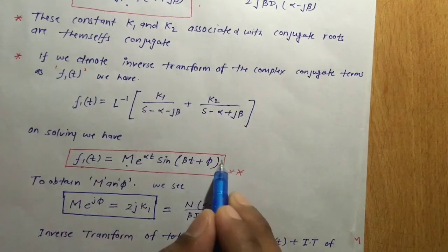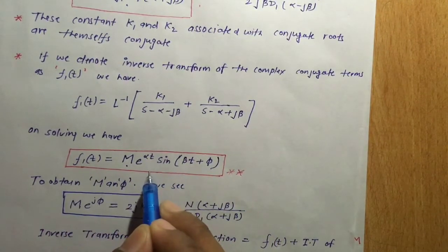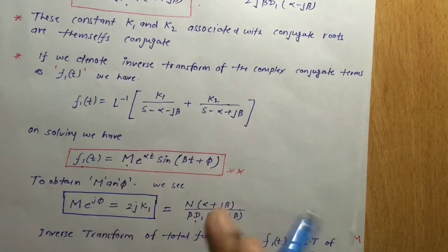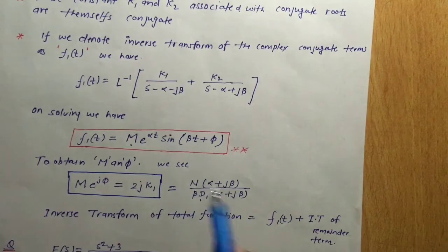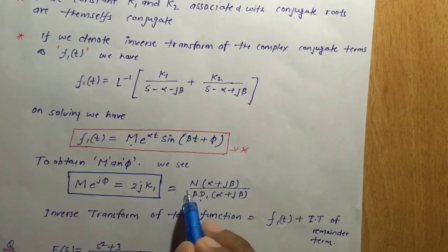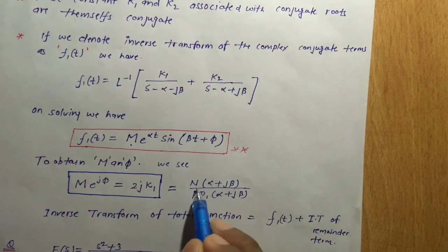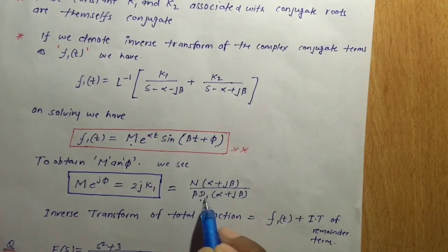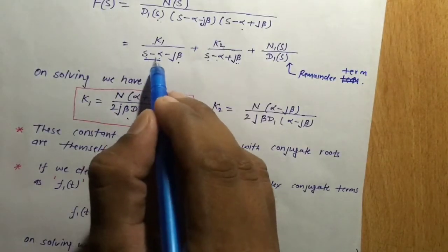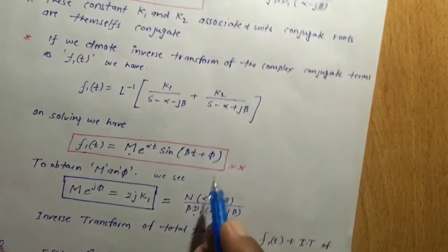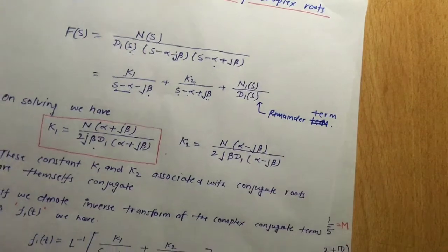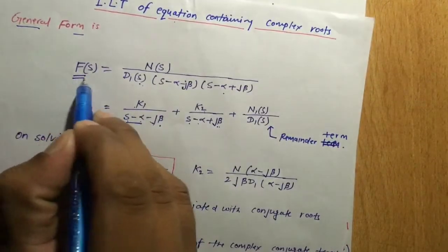These are the two new terms required in this equation. For the inverse Laplace transform of the complex part, the two new terms M as well as phi, I am repeating, are: M, the magnitude of this part, N(s) by D1(s), where s equals the root of the first part, alpha plus j beta. That's it. And the inverse transform is this, plus the inverse transform of the remainder term, that is the total inverse transform of F(s).